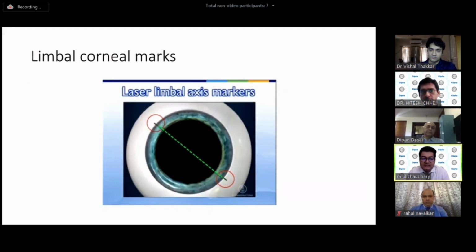Now with femto laser, you also have an option of putting limbal corneal marks. But to be very honest, I have not been using this much, because if we have to put marks on the limbus, the digital overlays are better.